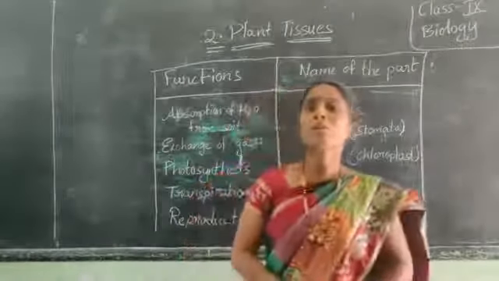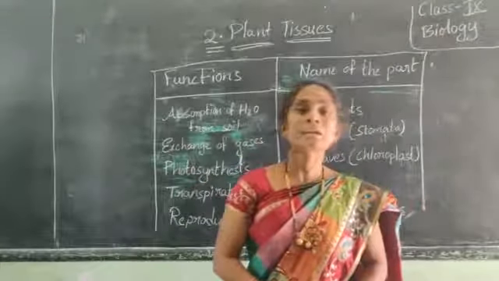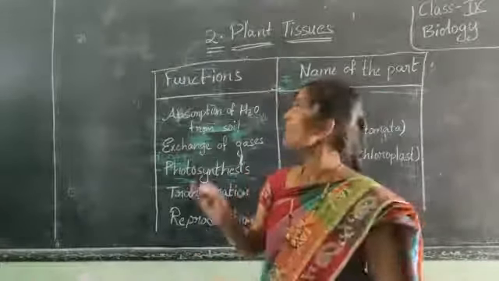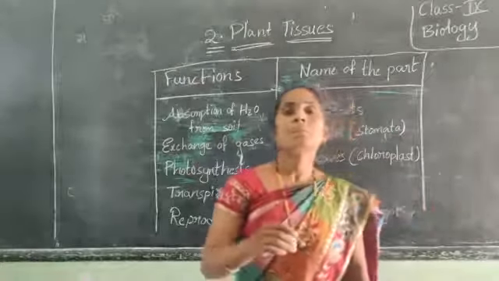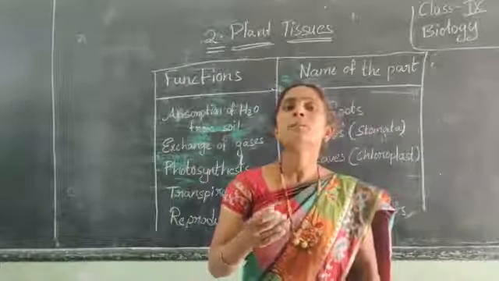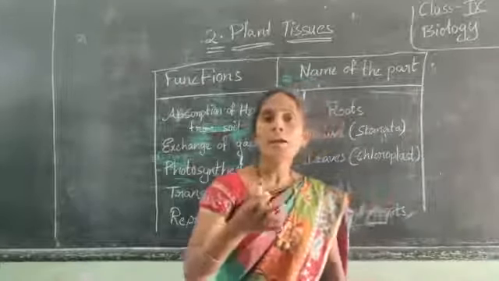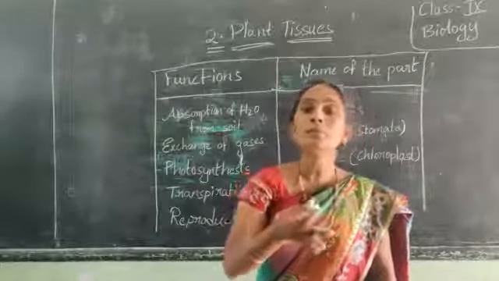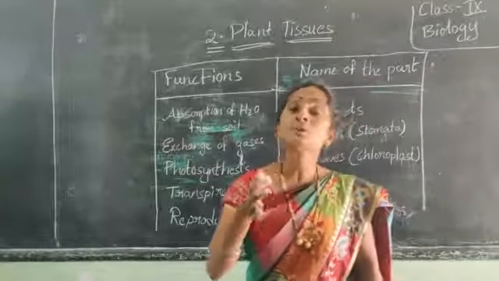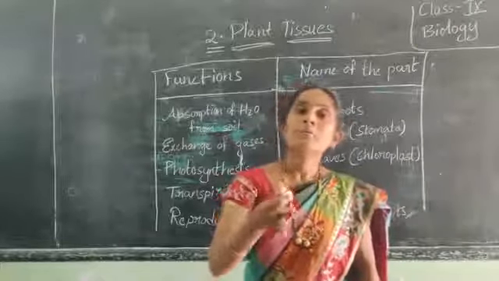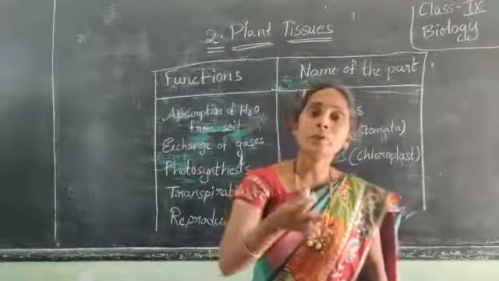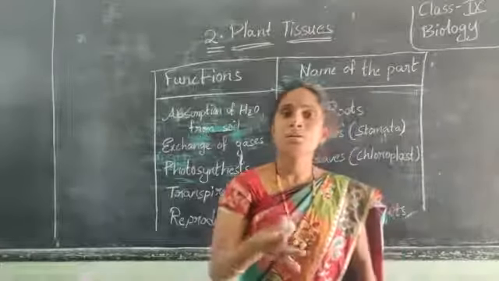Sudha. Now we are going to learn the second chapter in biology. What is the name of the second chapter? Plant tissues. In the previous chapter, what was the first chapter? Cell, its structure and function. In that chapter we already learned about the function of the cell. What is the main function? Different organelles have to perform different functions.